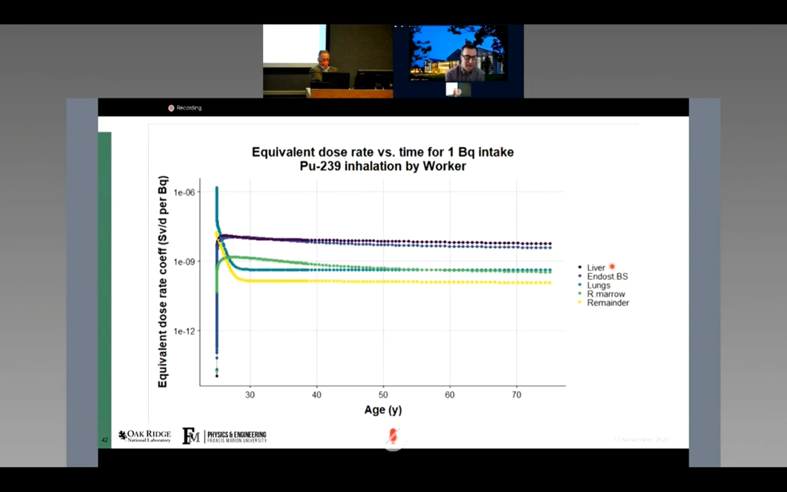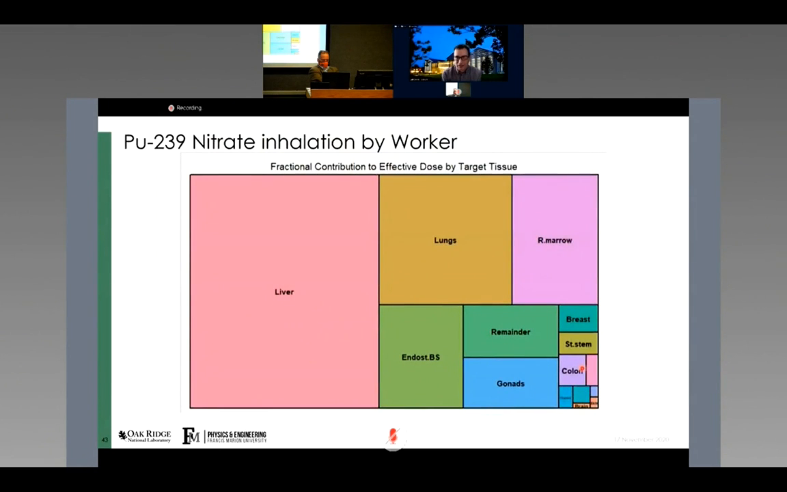All right, so here are equivalent dose rate coefficients for this plutonium-239 inhalation. Our highest equivalent dose rate is in the liver, followed by the bone surface, lungs, red marrow, and then remainder. One of the things here is I think we're struck by how horizontal these dose rates are as a function of time. When we break down the contribution to effective dose by target tissue, I think this is what we would expect to see, the liver being a significant contributor, but we've got significant contributions from multiple target tissues here.